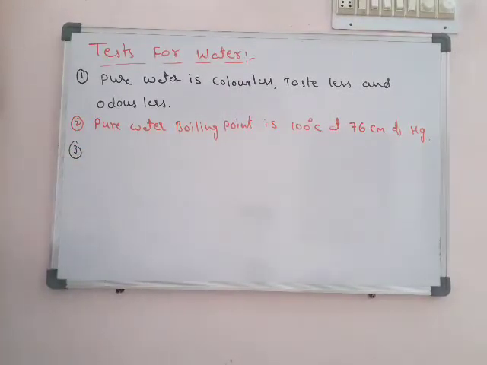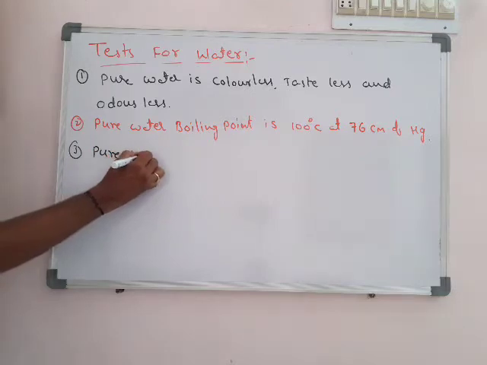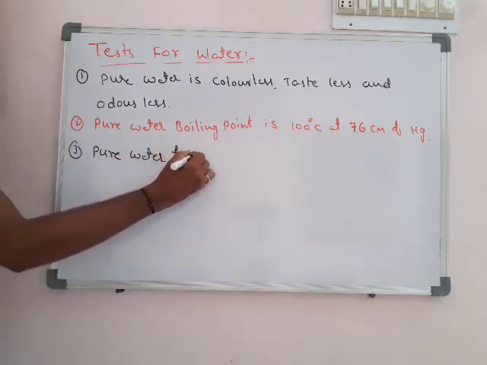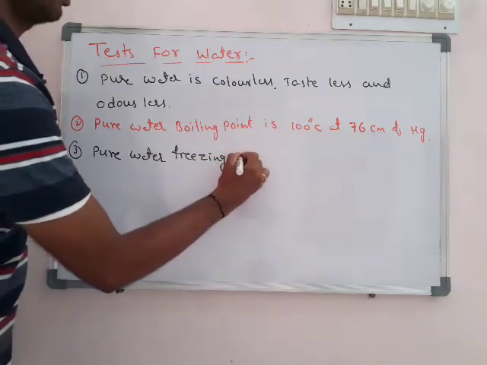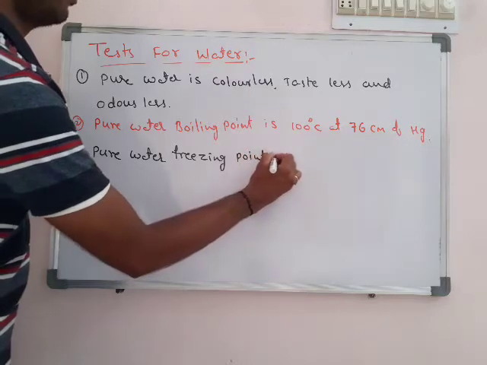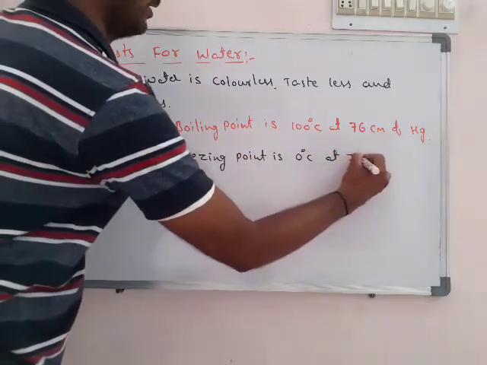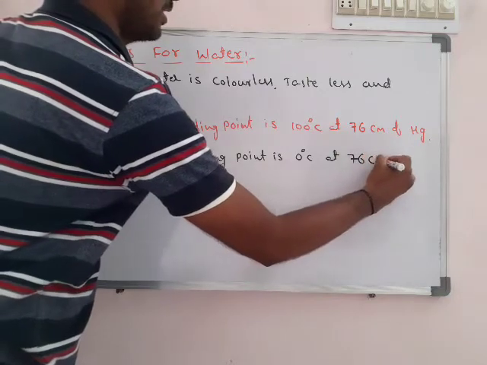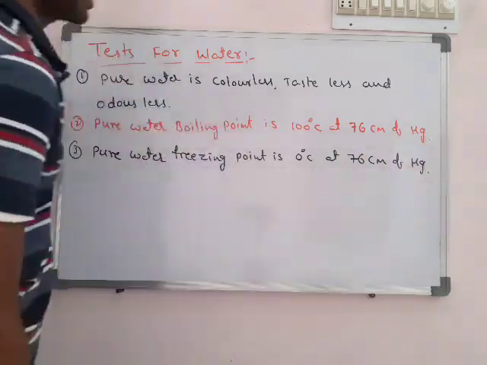Next, pure water freezing point. Pure water freezing point is 0 degrees Celsius. It is also at a general condition. What is that condition? 76 centimeter of mercury pressure.